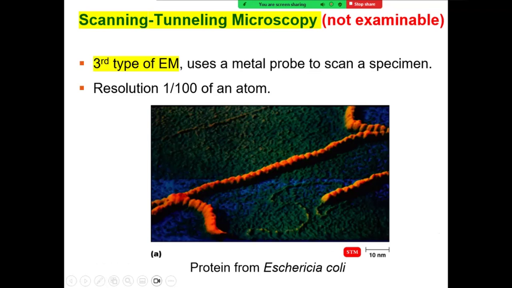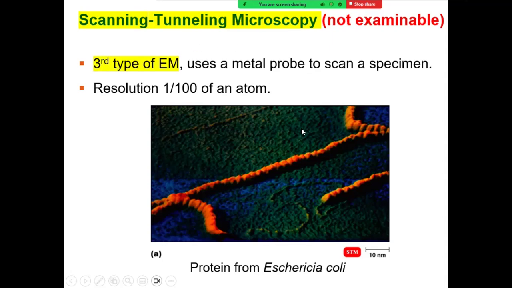There are 2 other forms of microscope. You don't need to know them. You won't be examined on them. The scanning tunneling microscope uses a metal probe to scan a specimen. The resolution of this one is 1/100th of the size of an atom, so we can see down to 1/100th the size of an atom. And here we're looking at a protein from E. coli. You can see it's seeing it in 3 dimensions. This, I think, can magnify the greatest, by the way.